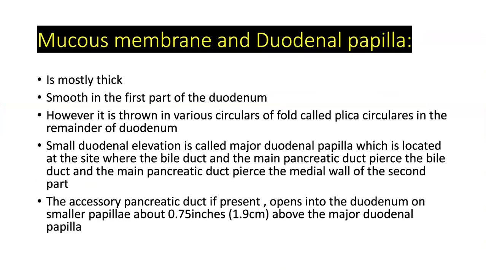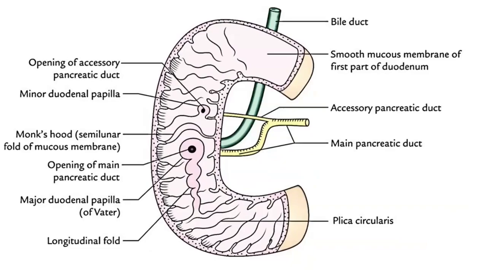Now, the mucous membrane and the duodenal papilla. The mucous membrane is thick and smooth in the first part of the duodenum. However, it is thrown into various circular folds called plica circularis in the remainder of the duodenum. The small duodenal elevation is called the major duodenal papilla, which is located at the site where the bile duct and the main pancreatic duct pierce the medial wall of the second part. The accessory pancreatic duct, if present, opens into the duodenum on a small papilla 0.75 inches above the major duodenal papilla. As you can see here, this is the minor duodenal papilla, this is the major duodenal papilla.